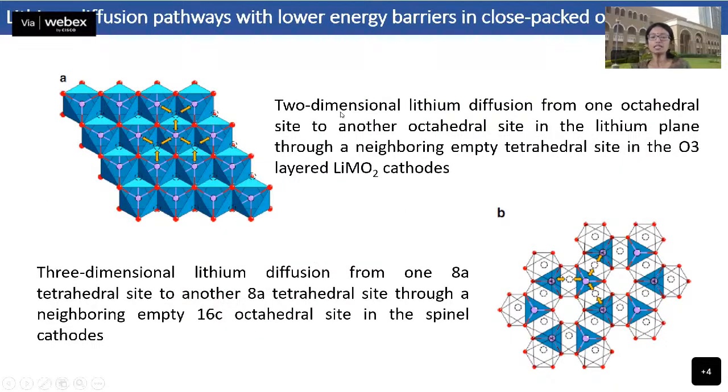So lithium diffusion in the case of LiCoO2 is two-dimensional, from one octahedral site to another octahedral site in the lithium plane. Whereas in your spinel cathodes, it is a three-dimensional lithium diffusion from one 8A tetrahedral site to another 8A tetrahedral site through a neighboring empty 16C octahedral site. So the 16C octahedral site is empty and the lithium moves from one tetrahedral site to another through this vacant octahedral site. So it is a three-dimensional movement, whereas in the layered oxide it is a two-dimensional diffusion.